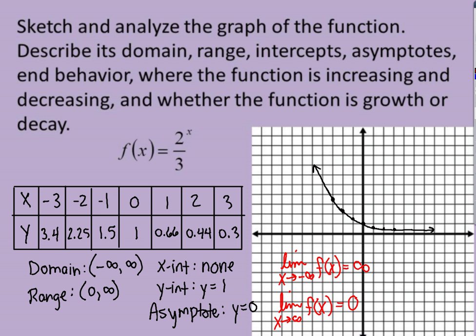On our function, if you look from left to right, you can see that it is decreasing constantly throughout the function. So from negative infinity to positive infinity, this graph is decreasing. And because our b value, we can think of this as 1 times 2/3. Our b value is a fraction. It's between 0 and 1. Our graph is going down to the right, so this is a decay problem.